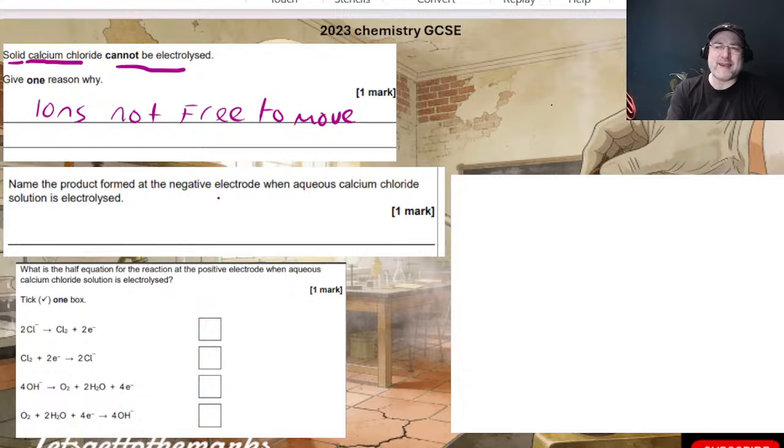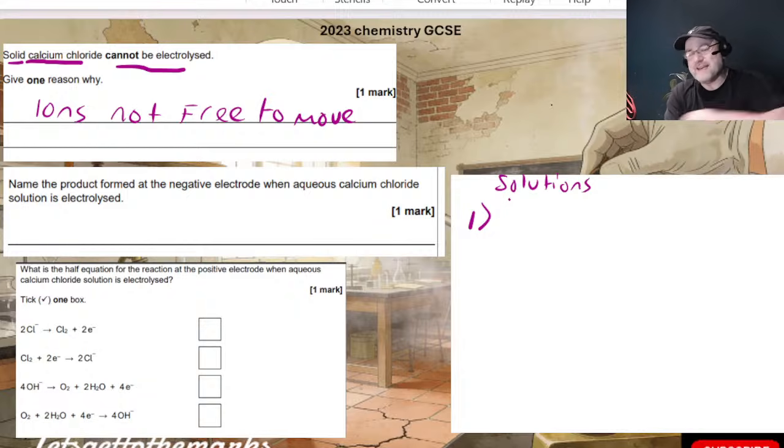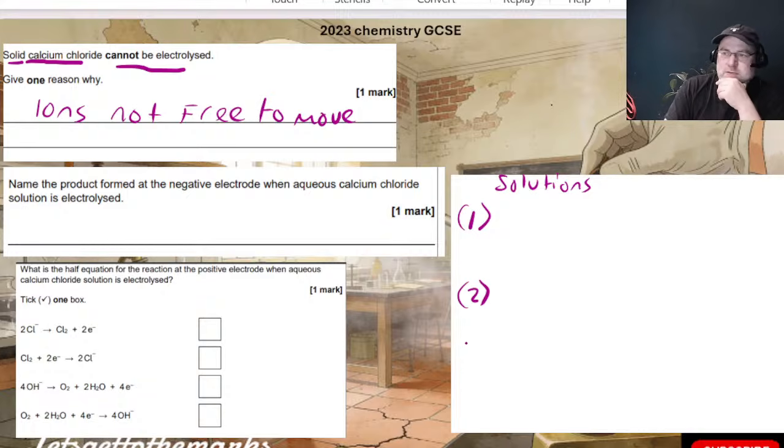Name the product formed at the negative electrode when aqueous calcium chloride is electrolyzed. That's a bit hard for those of you who haven't had the rules. You need to remember the rules of electrolysis if you are given solutions. By the way, electrolysis has come up every single year and has been worth at least 10 marks, the whole question. There hasn't been a year yet without it, so I would predict that electrolysis is going to come up.